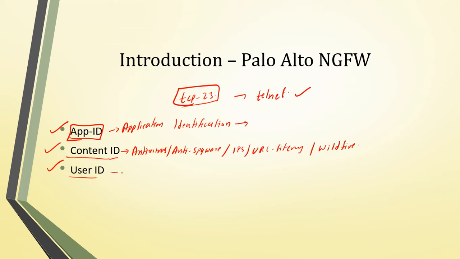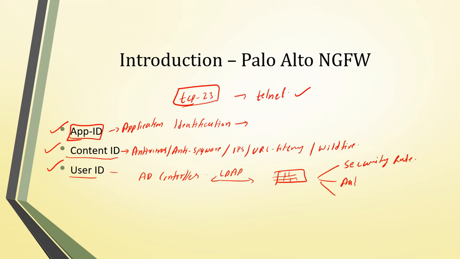The User-ID part is simply: suppose you have an AD controller in your organization. You can simply integrate the AD to the Palo Alto firewall using LDAP, and you can create security rules based on the user's information. You can do the authentication. You can do the administration as well from your AD server.